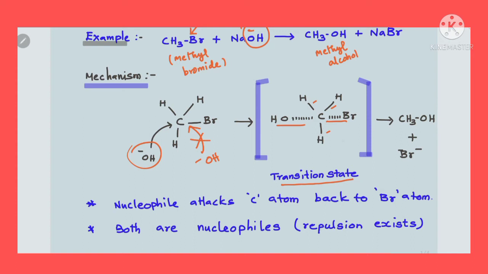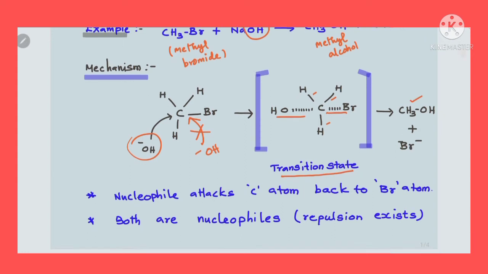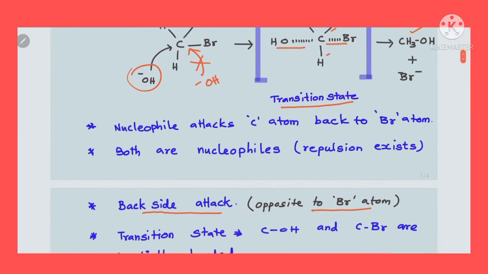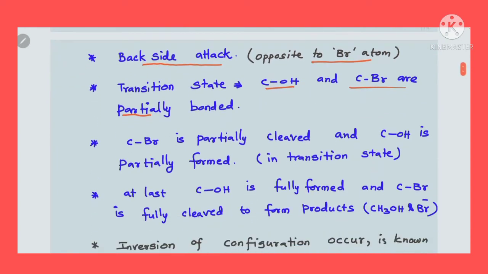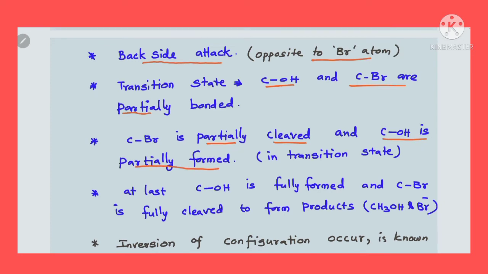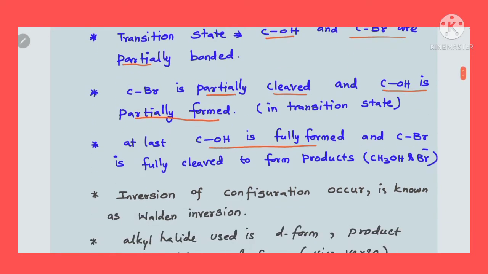whereas the OH minus nucleophile will complete the bond with carbon by sharing its electrons, so that the C–OH bond is completely formed, which results in the formation of the product methanol. Right. So this is the mechanism of the SN2 reaction. In the transition state, C–OH and C–Br bonds are partially bonded, or otherwise exactly, if we say the C–Br bond is partially cleaved, the C–OH bond is partially formed. So at last the C–OH bond is completely formed, C–Br is completely cleaved, and we get the products.